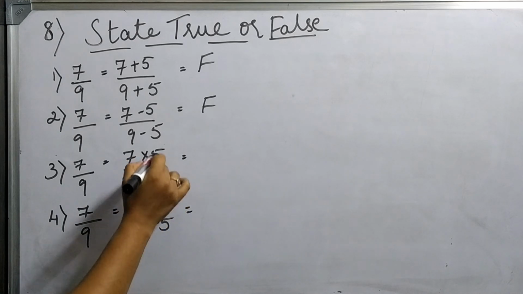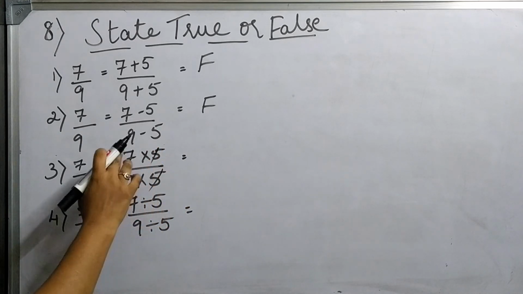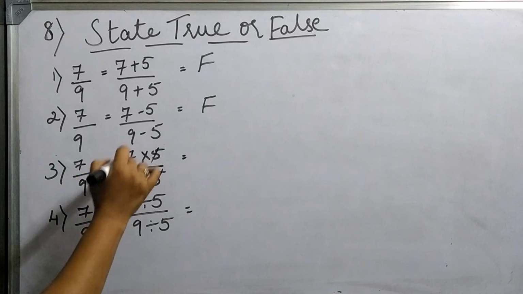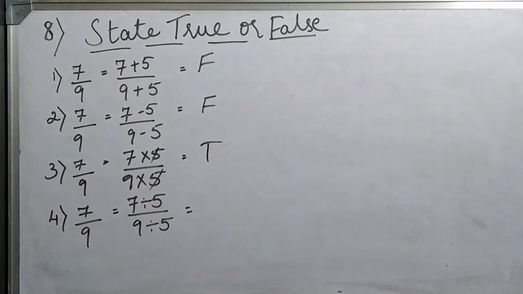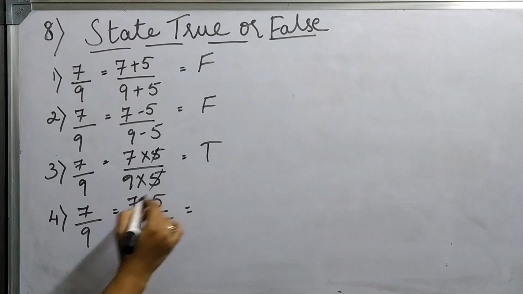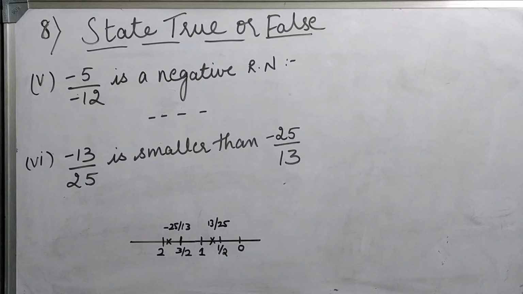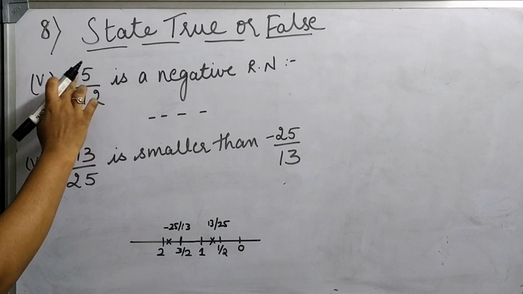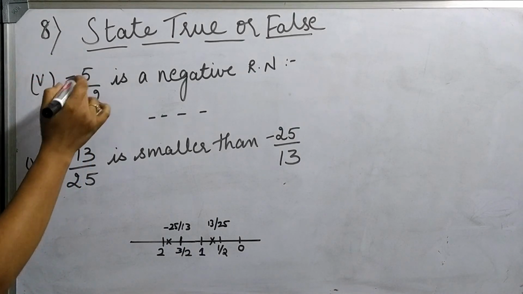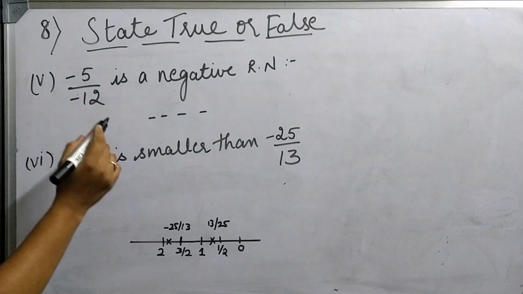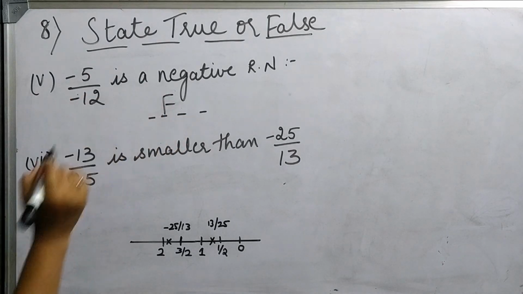And 7 by 9 is equal to 7 by 9 into 5. This is true because you can just cancel the numerator and denominator, and you will get the same, which is 7 by 9 is equal to 7 by 9, therefore it is true. Again, with the division, you will get back the same number in the RHS, therefore it is true. The next one is minus 5 by minus 12 is a negative rational number, which is false because minus divided by minus will give plus. So 5 by 12 is a positive rational number, therefore it is false.